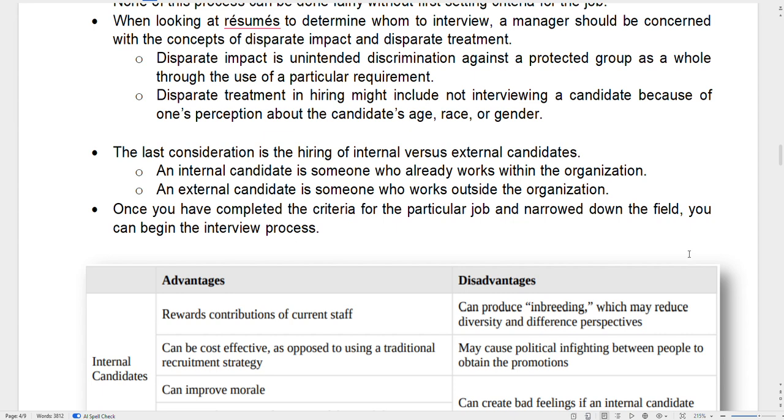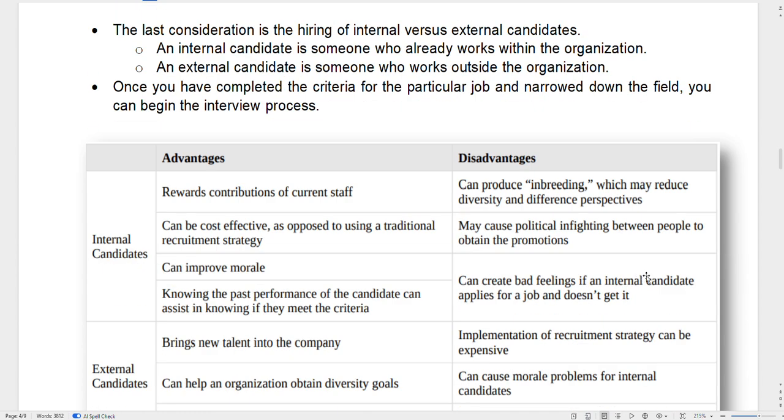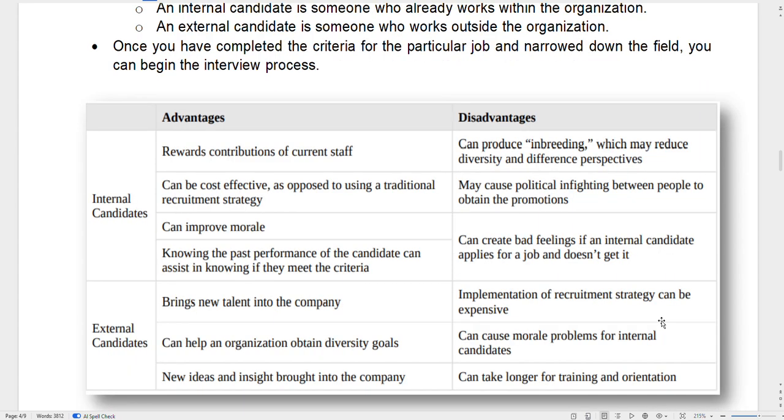So, the last considerations in the hiring of internal versus external candidates. So, internal candidates, someone who is already part of the organization. Si external naman, outside the organization. Okay, so we have here a comparison about the advantages and disadvantages of having internal candidates and external candidates.